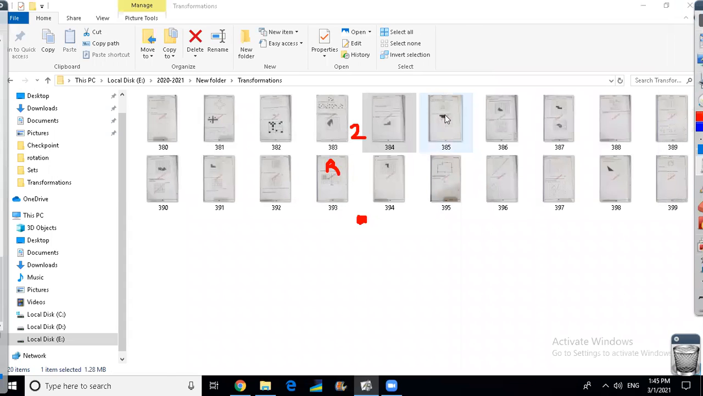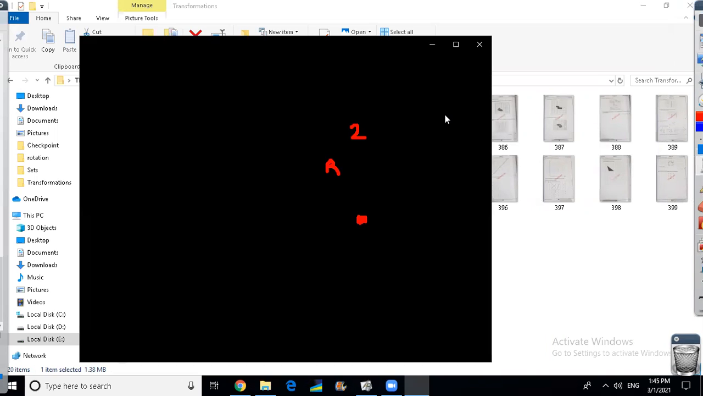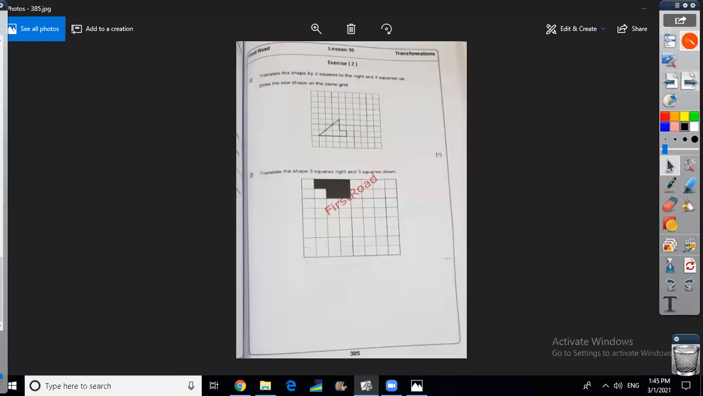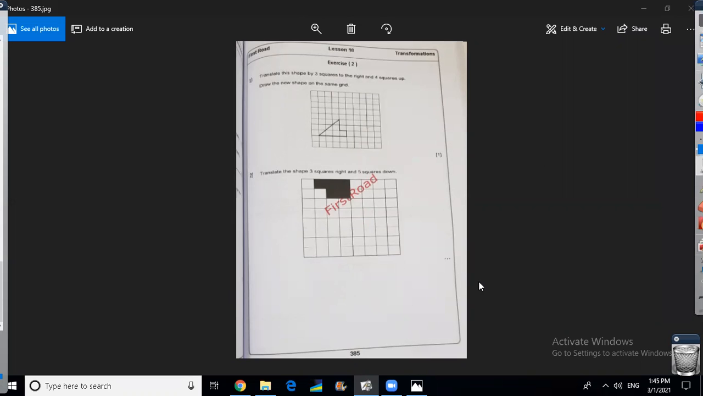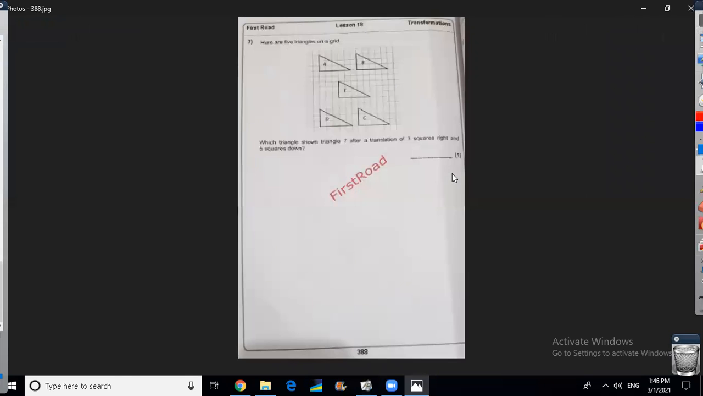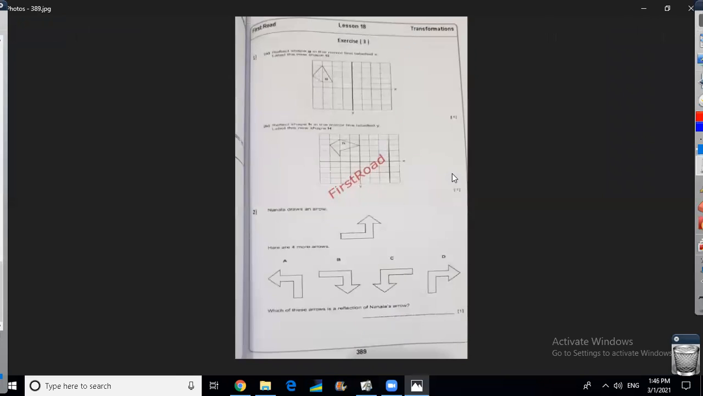Next page. All right, translate. Oh, this is translation. That was in homework, that was classwork, and we have done it already in class. 386, the same thing, we did it in class. 87, we did it in class. 88, we did it in class. Now 89 was homework. Okay, let's do this.